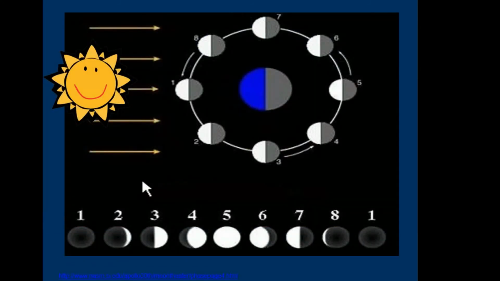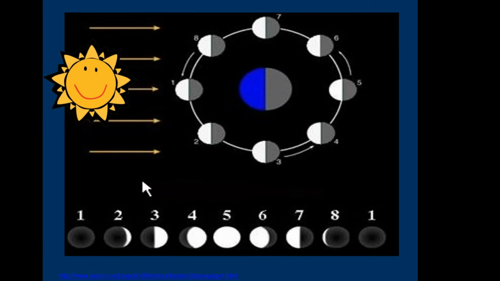Can you guess now what phases of the moon are these? Let's try it. In number 1, what is it? It's new moon. How about number 2? It is waxing crescent. How about number 3? It is the first quarter moon. How about number 4? It is the waxing gibbous. How about number 5? It is the full moon. How about in number 6?